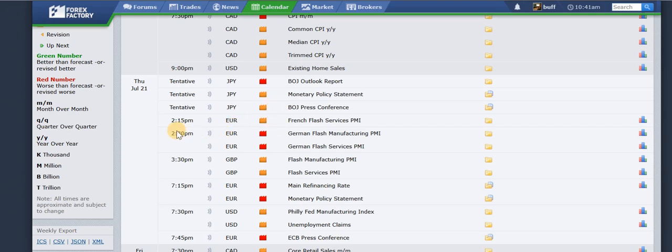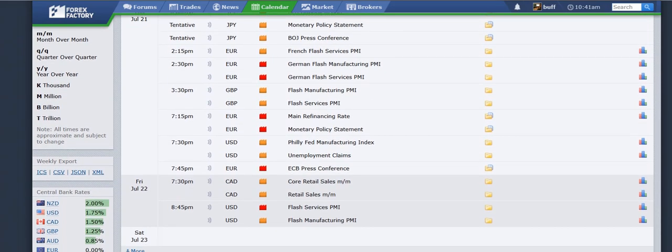What else have we got? We've got a few of the flash manufacturing PMI numbers out of Europe on Thursday, and out of the UK. I keep on forgetting that the UK is not a part of Europe anymore. Now, European main refinancing rate is their interest rate news, so that can have an effect on pairs that are euro-based, like the Swiss franc or the euro itself, obviously.